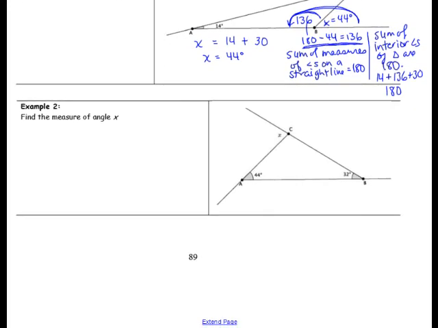Example 2. Find the measure of angle x. Taking a look at your diagram, notice that two of the interior angles are labeled and the related exterior angle is the one that we are looking for. So go through a similar procedure and find the measure of angle x. And then we'll present an informal argument proving that you are correct. So pause the video and complete this problem.